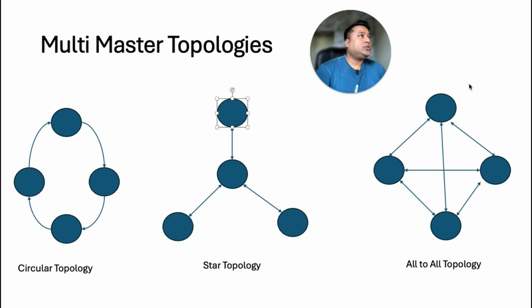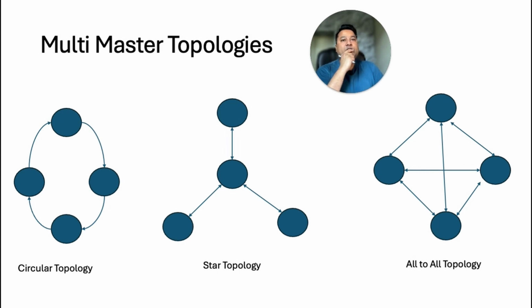So in the all-to-all topology, every node can talk to each other, right? If you see, all arrows go to all nodes. This node can directly propagate a write operation to this node. This can go here, this can go here. So they are very strongly interconnected. They can basically propagate write operations to each other, right? So that's the all-to-all topology.